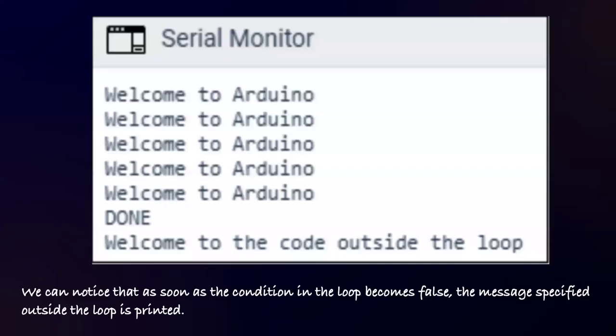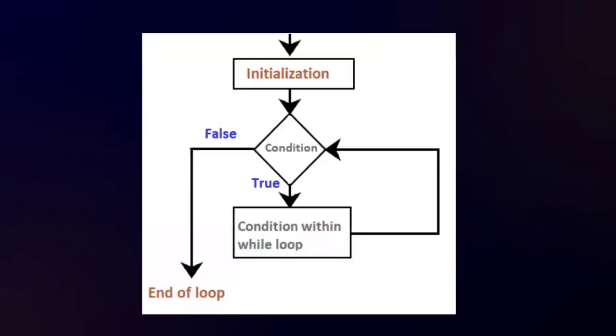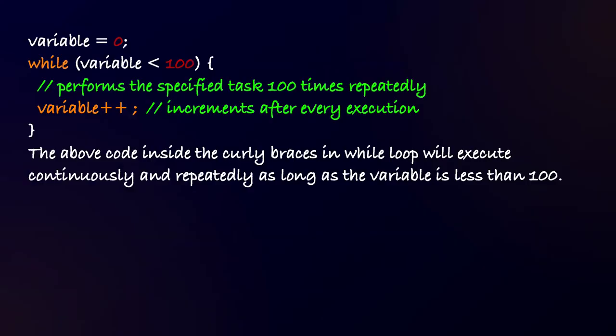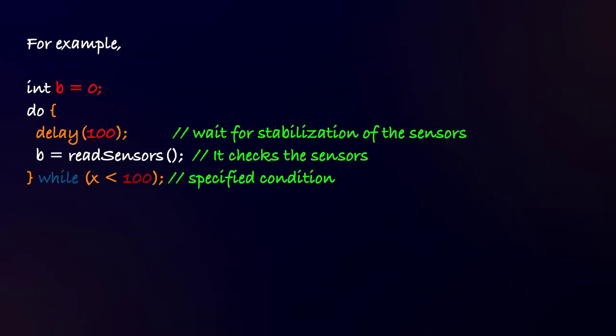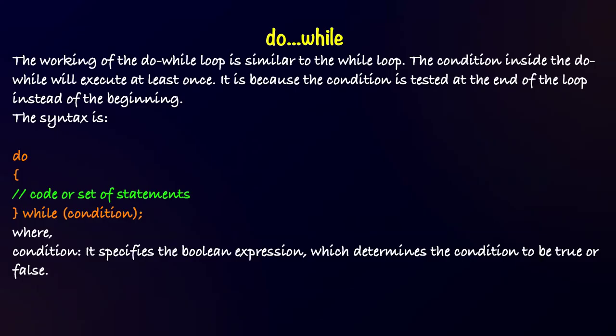This while and the condition is this one. This thing you write after the brackets in case of a do while. Understood? The condition specifies the Boolean expression, which we know, and determines whether the condition is true or false. This is how we write a do while. Understood?